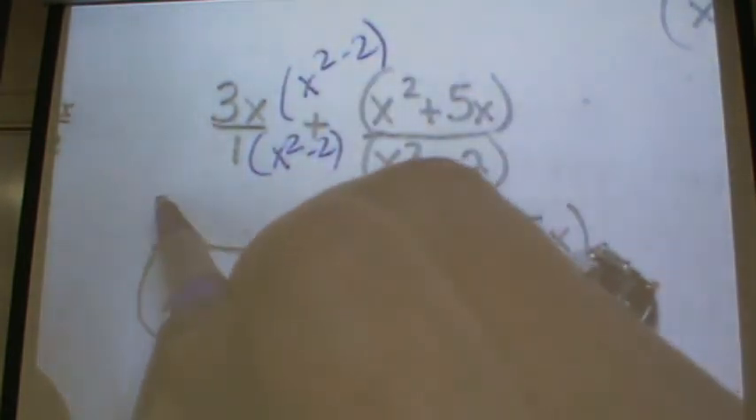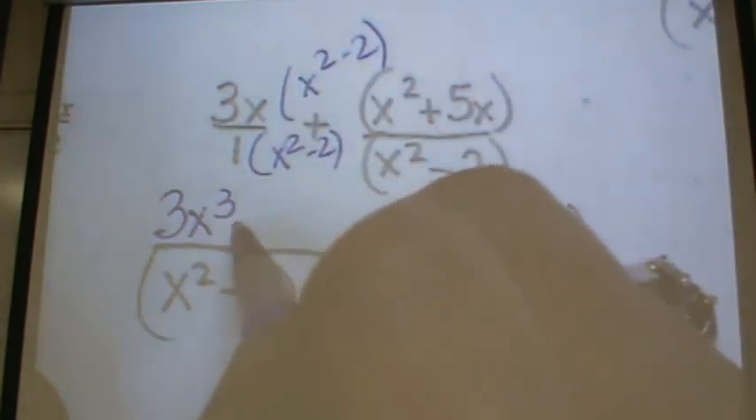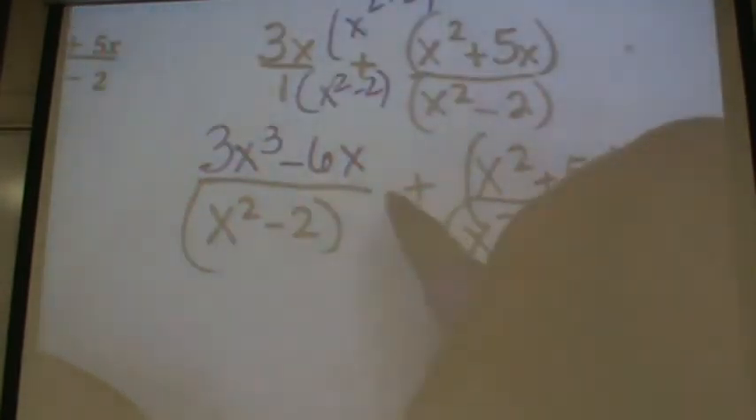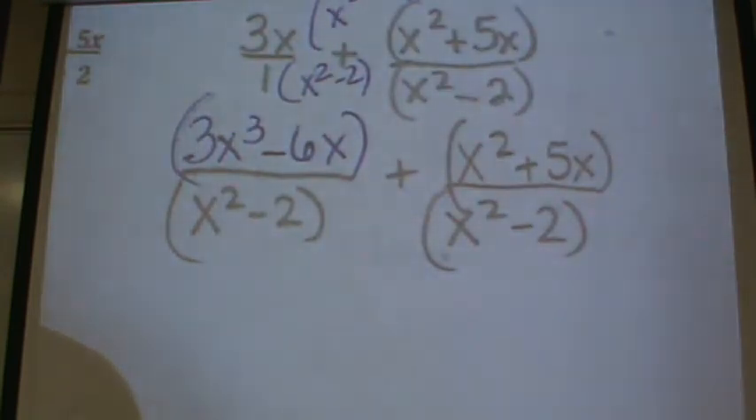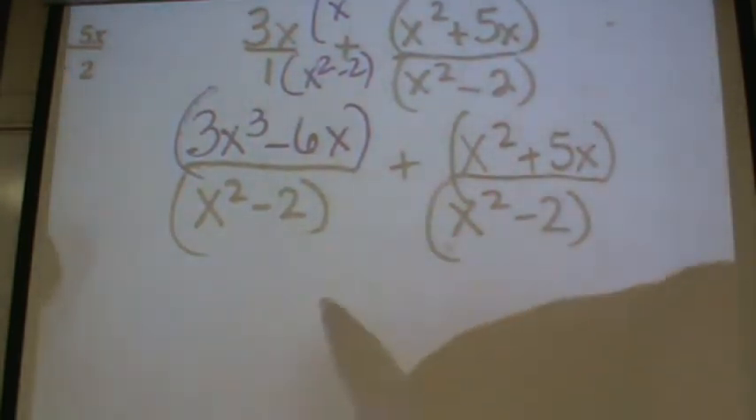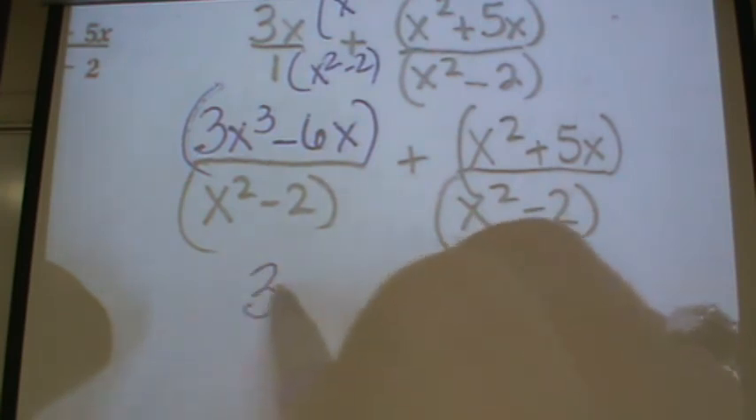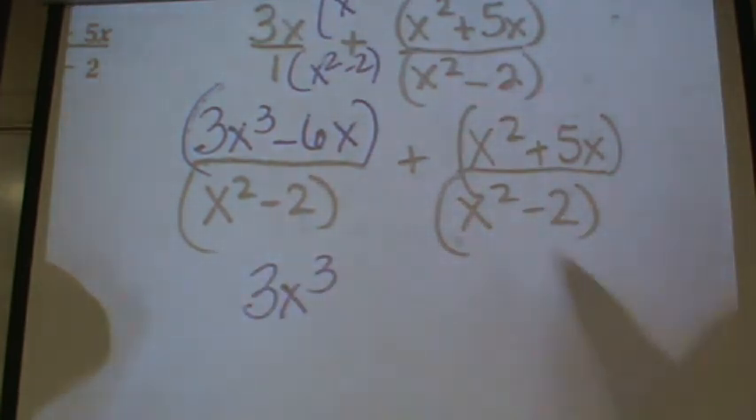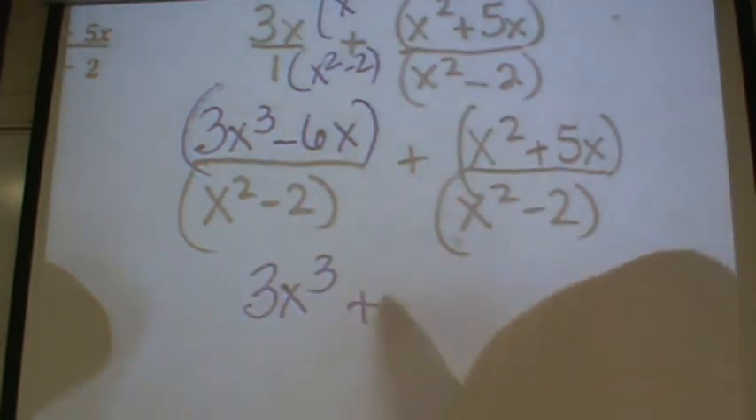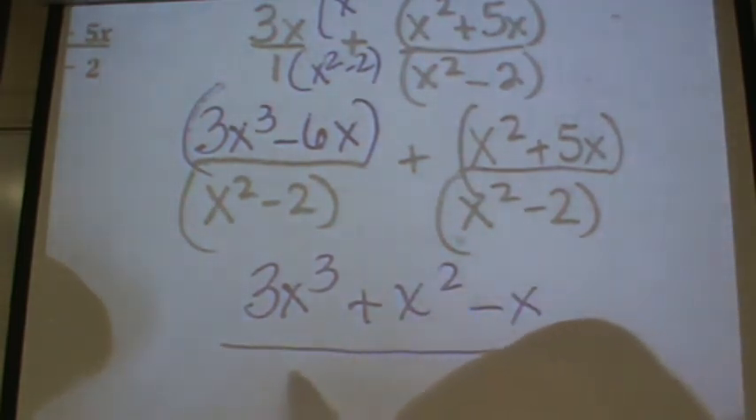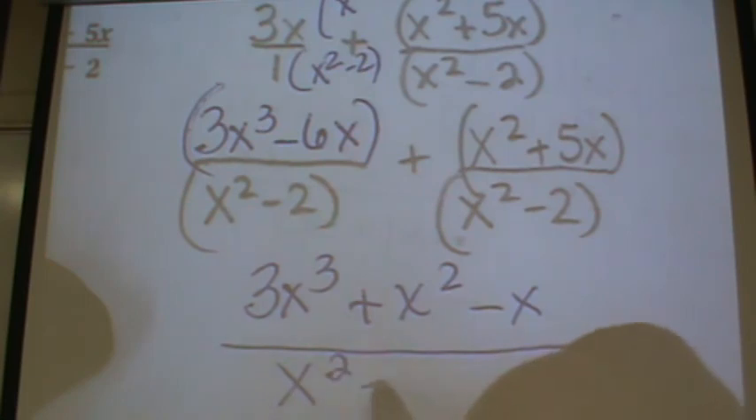So you get, Nick, what'd you get? 3x cubed minus 6x. Good job. Okay, next, what do we do? Combine the top. Can you do them without writing it out? Can you just organize it straight across? What is it? 3x cubed, then what? Plus x squared, and then what? Minus x, all over x squared minus 2.